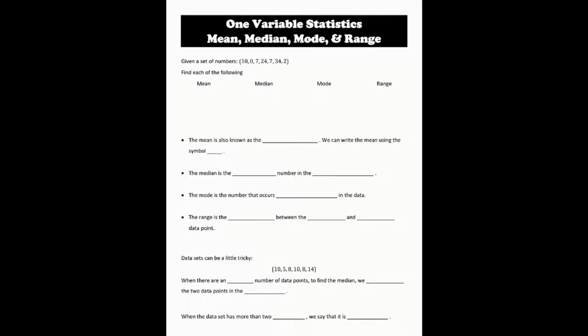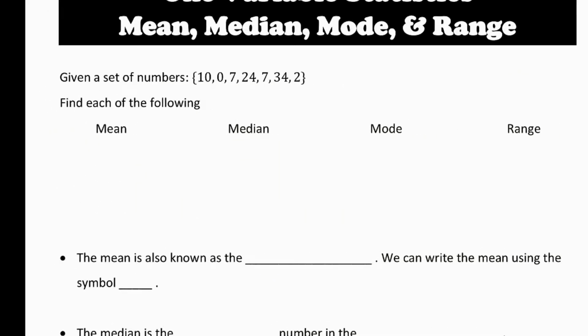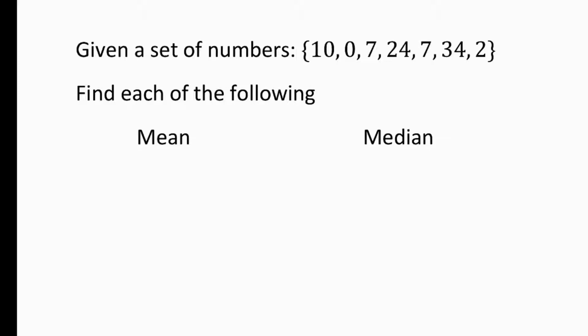One variable statistics: mean, median, mode, and range. Given this set of numbers, they're in curly brackets here, and that just shows that the set we're speaking about is all the numbers inside. We're going to find the mean. The mean is also known as the average, and we can write the mean like this.